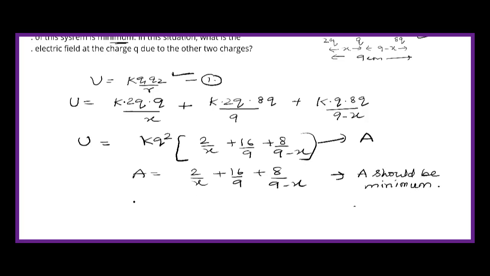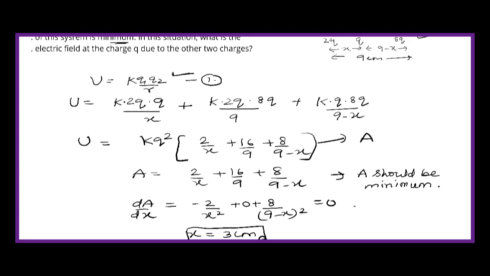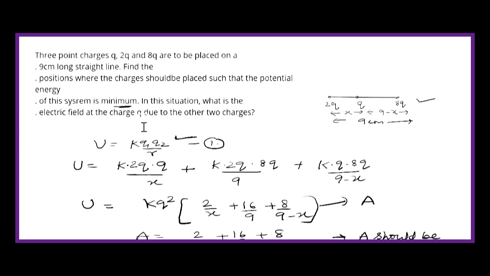So you can just differentiate it with respect to x, dA by dx. After differentiating, we get minus 2 by x squared, the middle term is 0 because there is no x in it, plus 8 by (9 minus x) whole squared, equal to 0. After solving this, we get the value of x equal to 3 centimeter. The position is x equal to 3 centimeter.